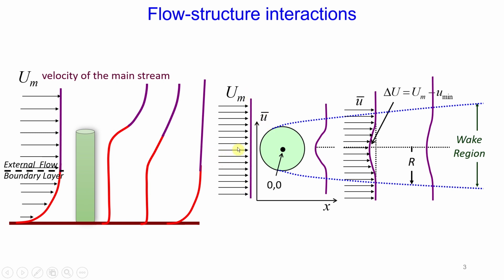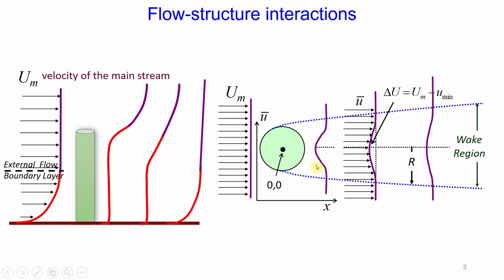So in front of the cylinder, if you look in plan view, you have uniform velocity, and then as soon as the flow reaches the structure, behind it your velocity profile changes. So immediately behind the structure velocity is significantly reduced, and then when it goes away from the structure it is restored and becomes approximately equal to the mainstream velocity.